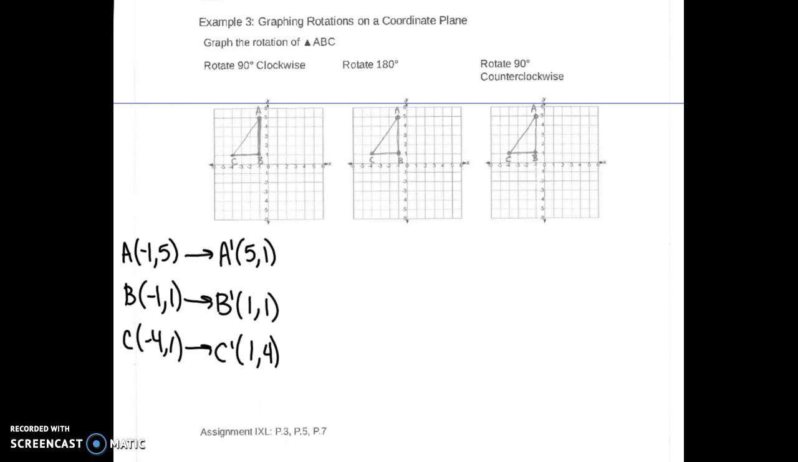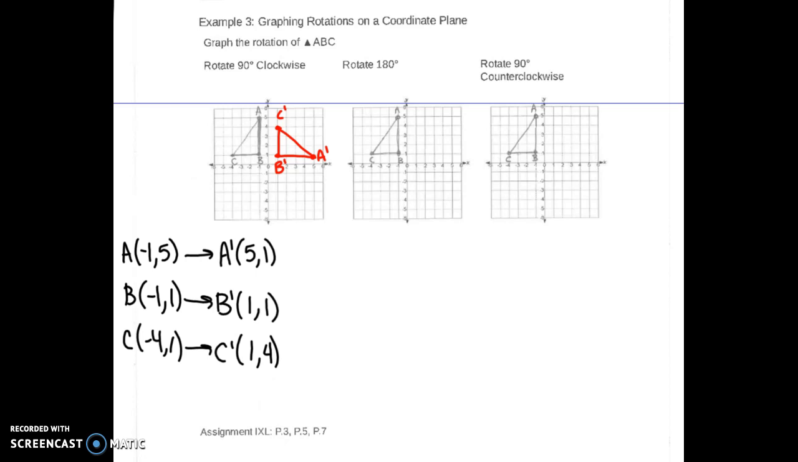Go ahead and graph this. So 5, 1, that's our A prime. 1, 1 is our B prime. And 1, 4 is our C prime. So if we were to take this coordinate plane and we turned it, it's going to land right there. So we're turning it at 90 degrees.